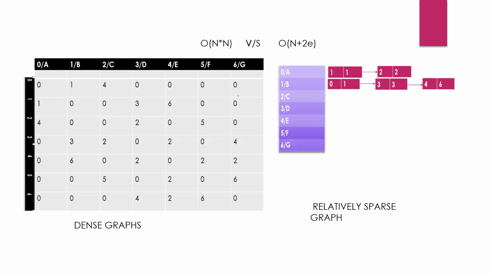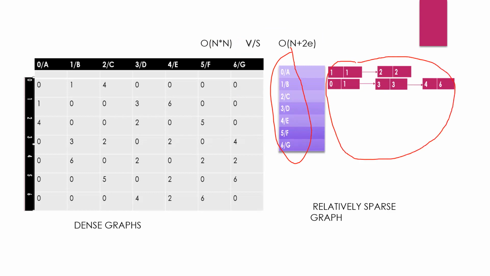So clearly, the matrix representation takes O of n square complexity, while the linked list representation takes O of n plus 2E, where n is the number of vertices and 2E will be the total number of nodes in the linked lists. It is very intuitive, as E is the number of edges. For each edge, since it is an undirected graph, if an edge is between A and B, the same edge will also be represented in B to A. So it will be repeated, and it will be 2E entries.